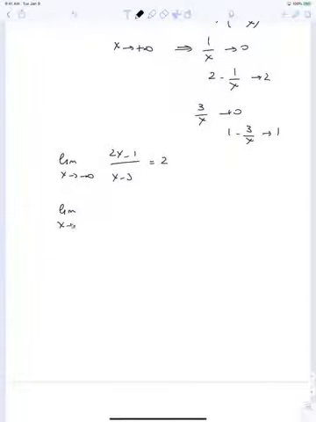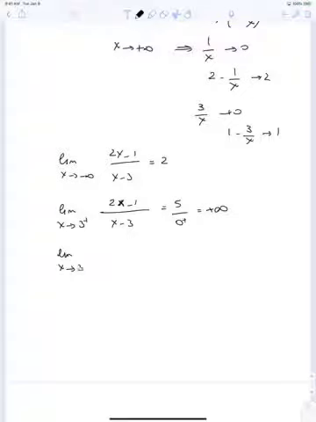So let's do x that goes to 3 plus first of f of x. Let's simply write the expression of the function, 2x minus 1 divided by x minus 3. Well, we just replace it. This is 5 divided by 0 plus, because we're approaching from the right, so this is going to be plus infinity. And then the limit for x that goes to 3 minus of 2x minus 1 divided by x minus 3 is equal to 5 divided by 0 minus, so this is minus infinity.